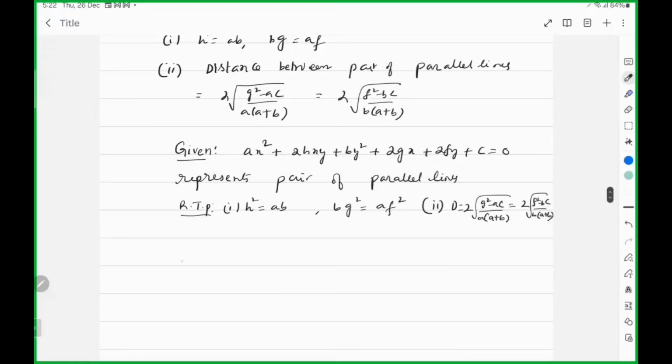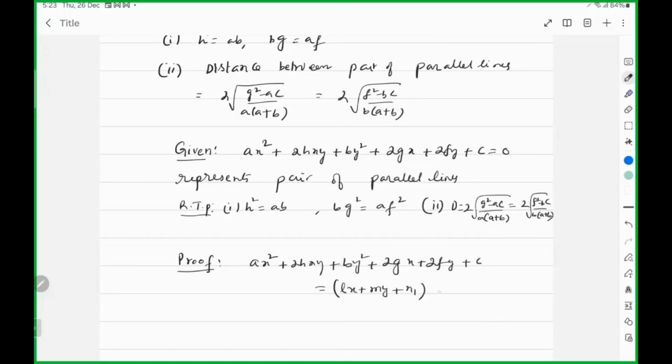So the equation is given in this format. They are not passing through the origin, they intersect somewhere else. So the general form of a line equation is Lx plus my plus n1. Since he told parallel lines, they only differ by a constant. This is one line, this is the other line, only differing by constants.